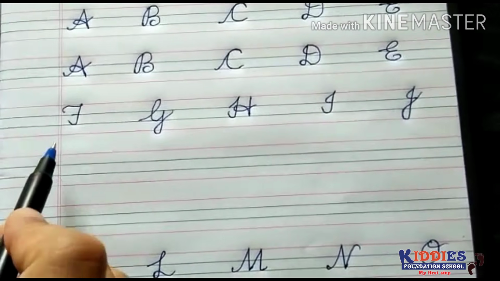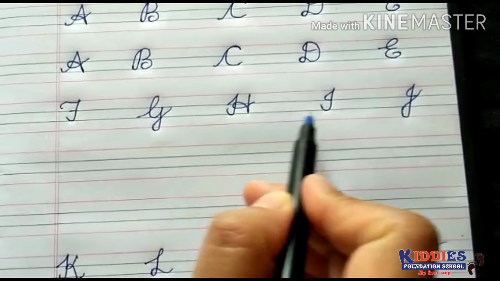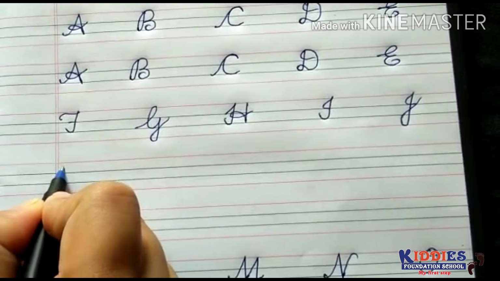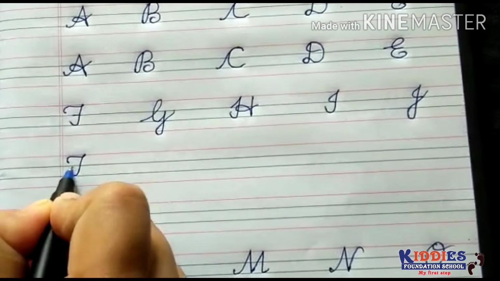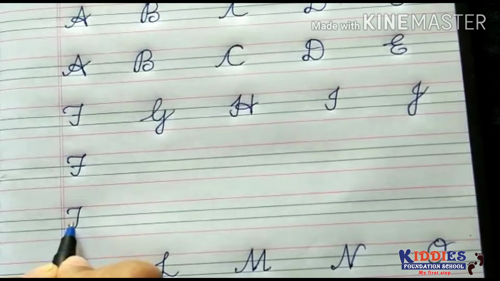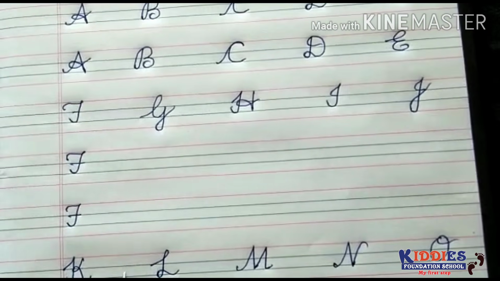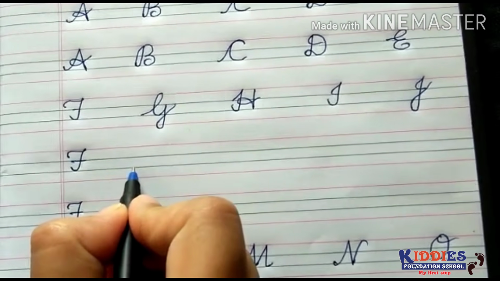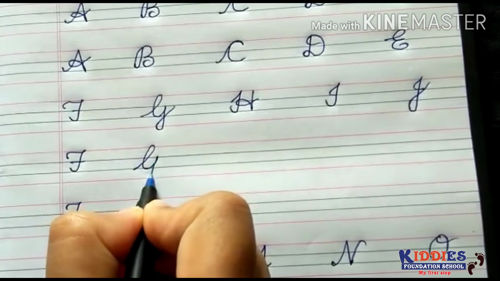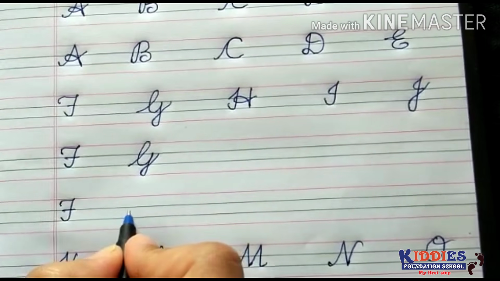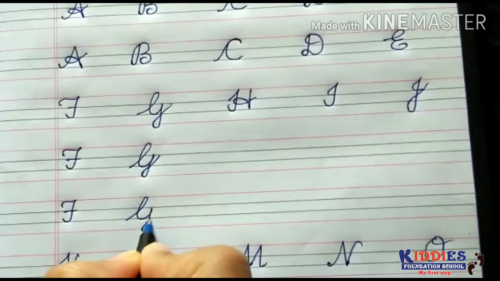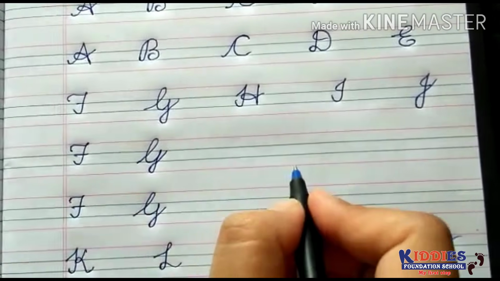Now we go to the letter F, G, H, I and J. F starts from here, like this. Once again, like this. Now the letter G. G starts from here, blue line to red line and down, like this. Okay, this is the capital letter G in cursive.